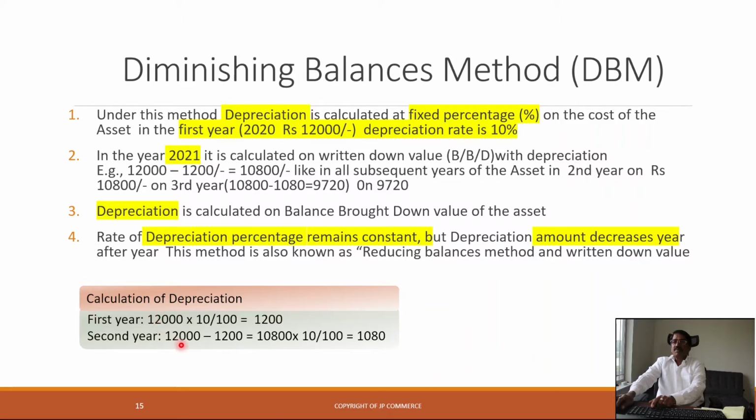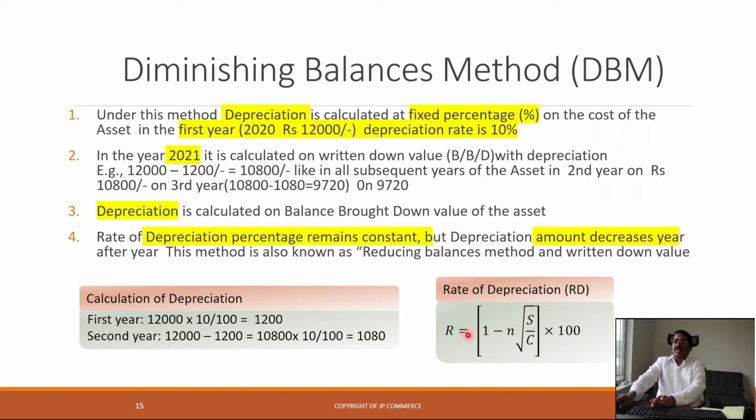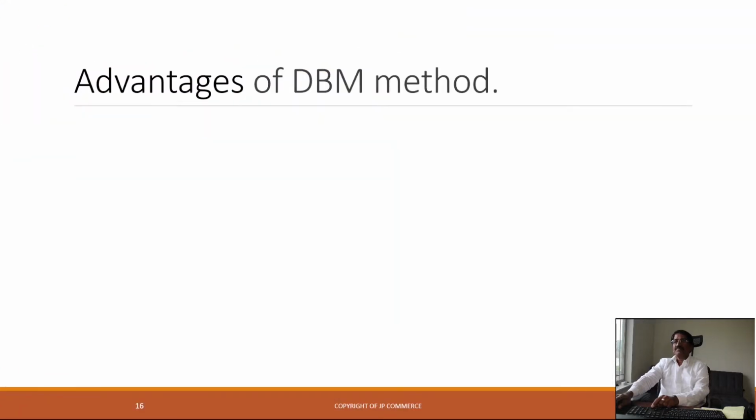Now, calculation of depreciation: first year, 12,000 into 10 by 100, that is 1,200 rupees. Second year, 12,000 minus 1,200, 10,800, into 10 percent, 1,080. Now, to find the rate of depreciation in the diminishing balance method, R is equal to 1 minus the nth root of S by C, into 100, where N stands for the number of years, S stands for the scrap value, and C stands for the cost of the asset.